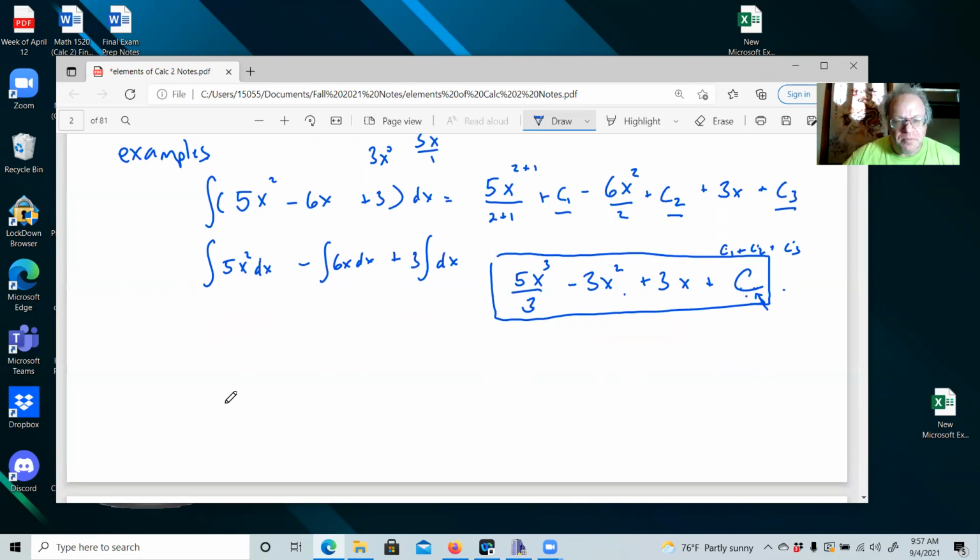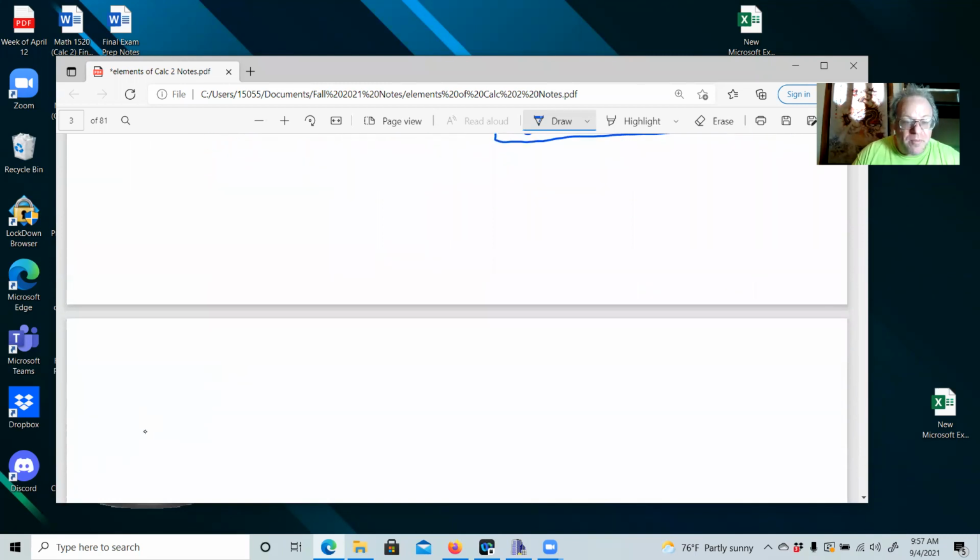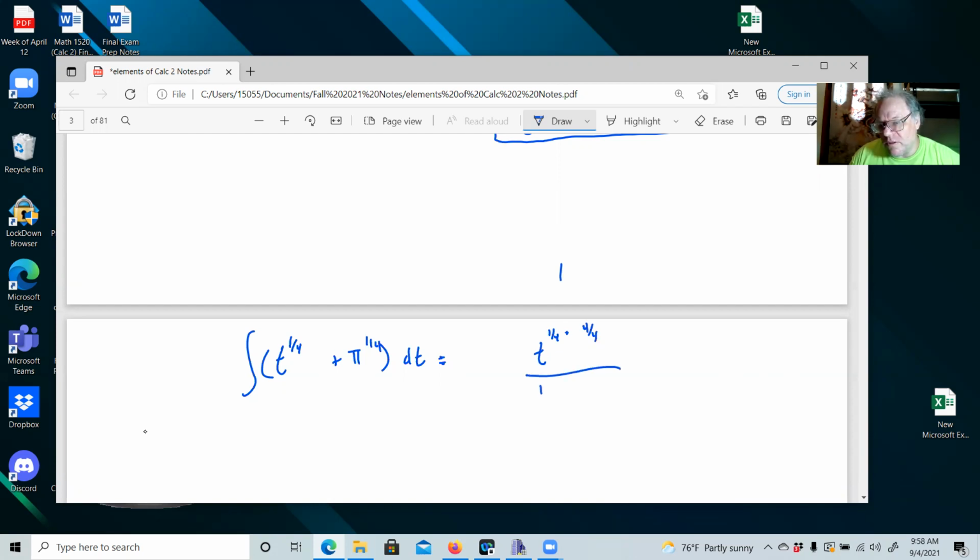But what about something that's a little harder? So what if we have the integral of t to the 4th plus pi to the 1/4 dt? I'm trying to trick you here. This is t to the 4th plus 1, it's a fancy way to write 1. Now, plus pi to the 1/4. Pi, it's trying to trick you. This is exactly what it's trying to do.